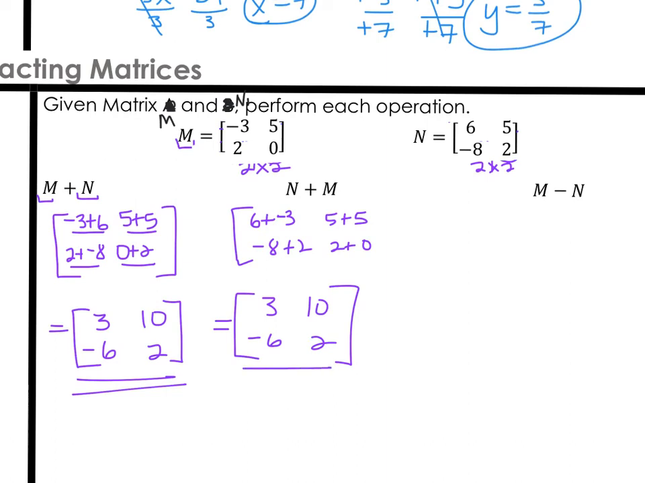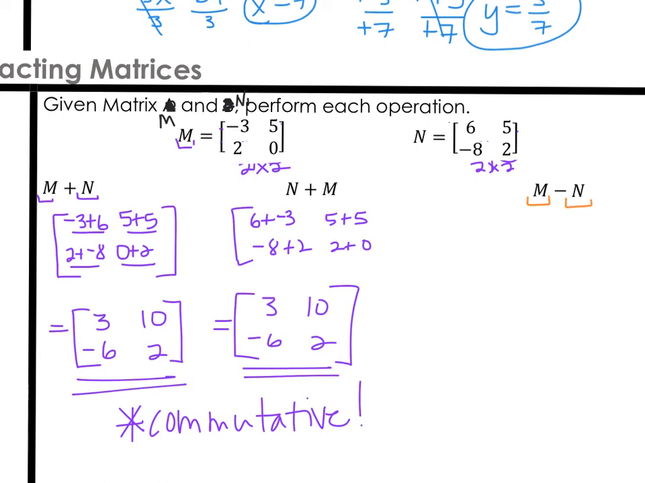What's unique about adding is that it's commutative. We've talked about that term before. Commutative means you can add in either order and get the same result. Now subtraction, that's a different story. To subtract elements in a matrix, order does matter.